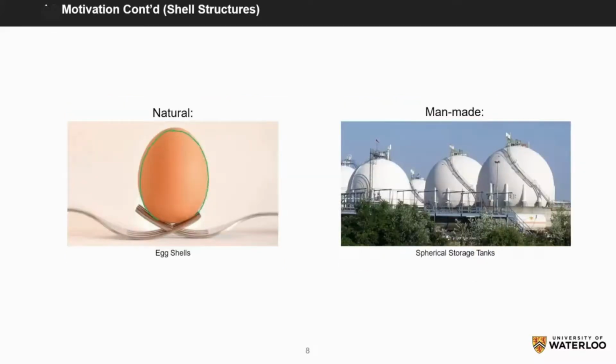Eggs as well have a very strong shell structure. The shape of the eggshell in green depends on compression to offer strength to the overall shape. Same concept is used with spherical storage tanks in purple.